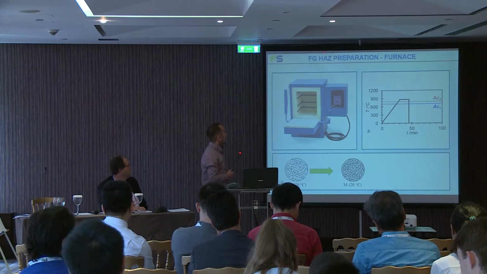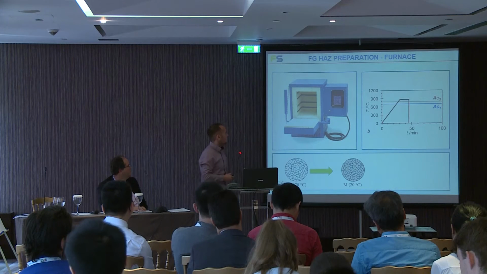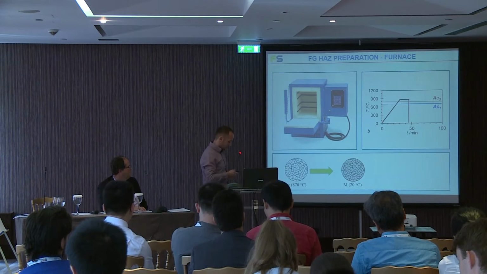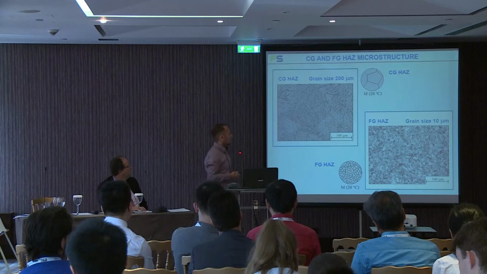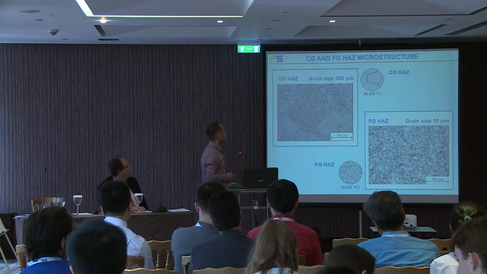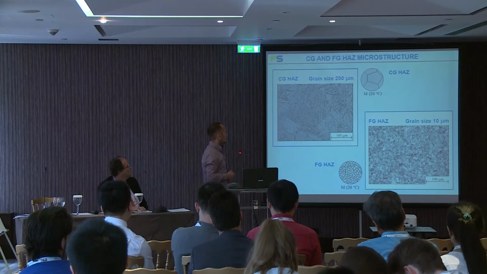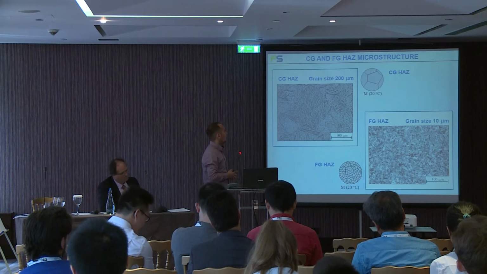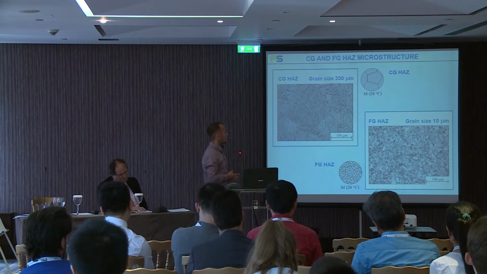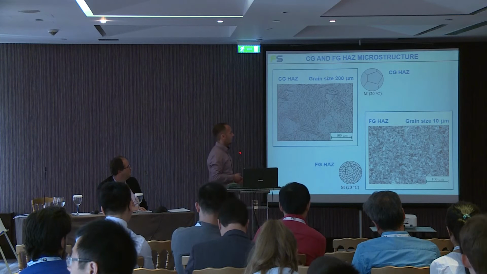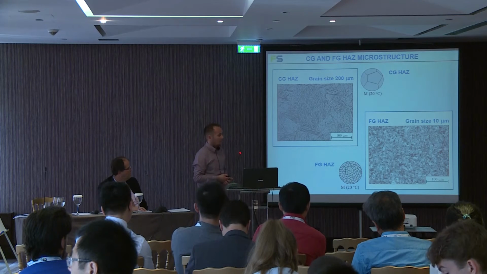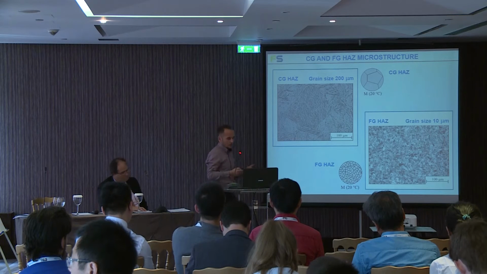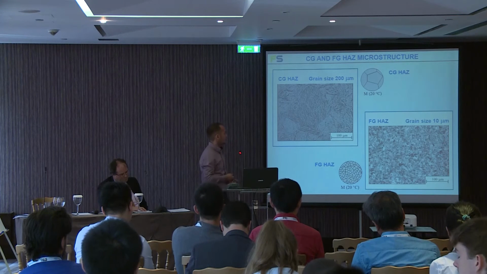This is about the fine grain heat affected zone preparation, and the microstructure which we achieve. These are the coarse grains which we have measured. The average grain size was 200 microns, and if we compare with fine grain, the average was 10 microns, which is quite a big difference.